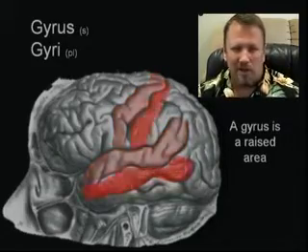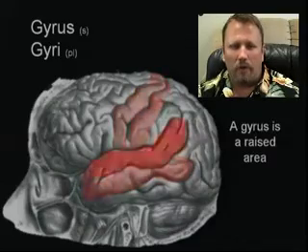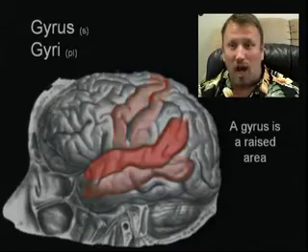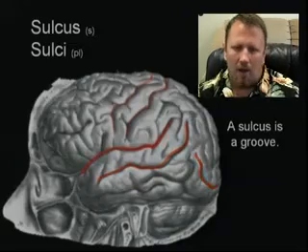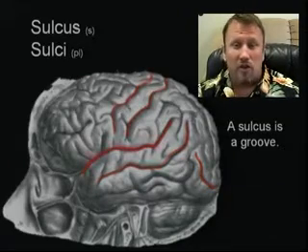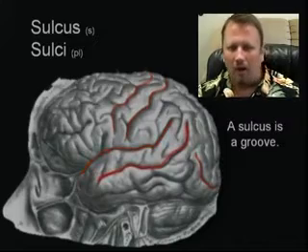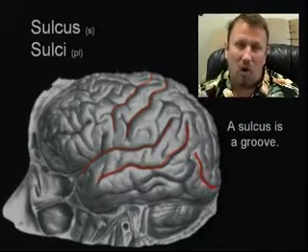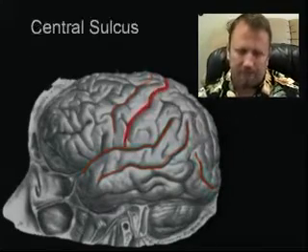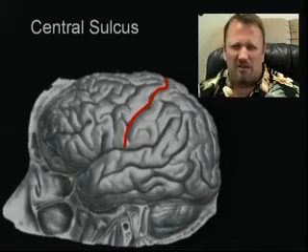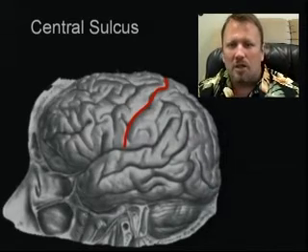Some terms you'll come across: gyrus, that's a raised area on the cerebrum, or plural is gyri. And then the grooves are sulci, which is plural. A groove is a sulcus. The grooves that I have lit up are sulci. And that's just so I can show you this, the central sulcus.